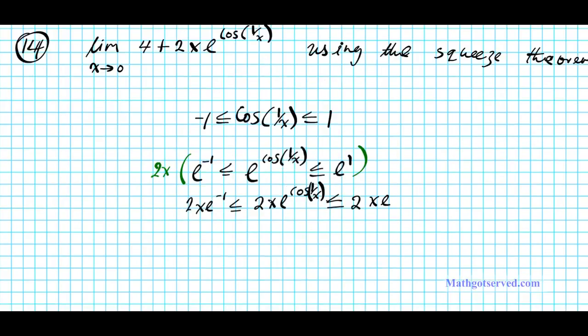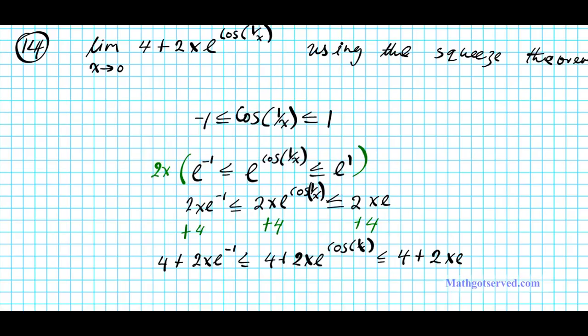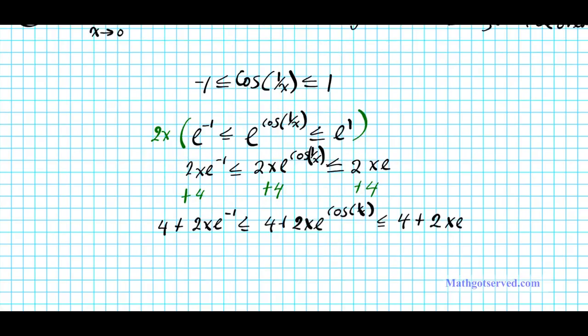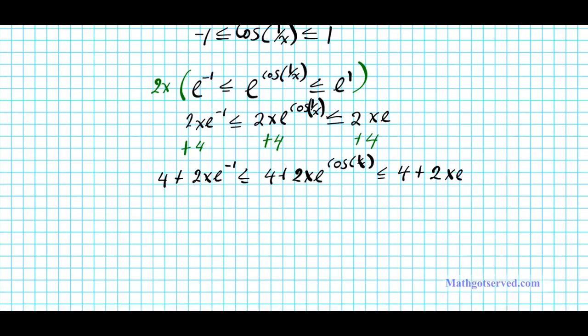And then lastly, we're just going to add 4 to all three sides of our equation. Okay, so add 4 here, add 4 here, and add 4 there. And then you're going to have 4 plus 2x e to the -1 less than or equal to 4 plus 2x e to the cosine 1 over x, which is less than or equal to 4 plus 2x e. Let's just write it as 4 plus 2x e so it's consistent across the board. All right, now we're going to take the limit of all three sides.